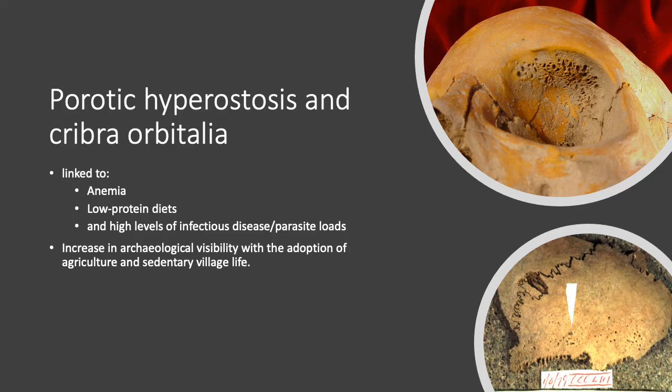One particularly interesting set of things are evidence for malnutrition, and being able to look at that in the past and over long periods of time. Porotic hyperostosis and cribra orbitalia, shown here, top and bottom respectively, are conditions that are linked to anemia, low protein diets, and high levels of infectious disease and parasite loads. One interesting place that you do see an increase in the archaeological visibility of these two pathologies is with the adoption of agriculture and sedentary village life.